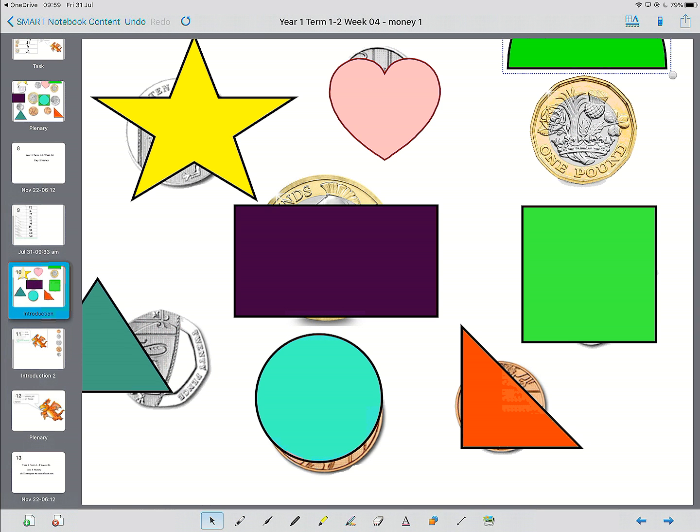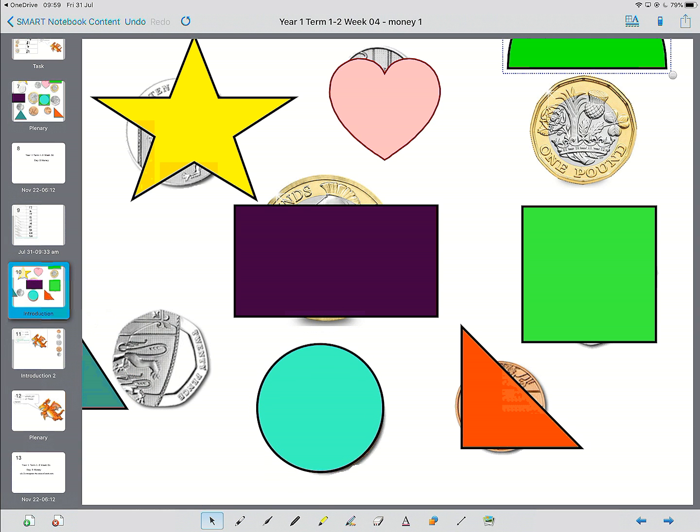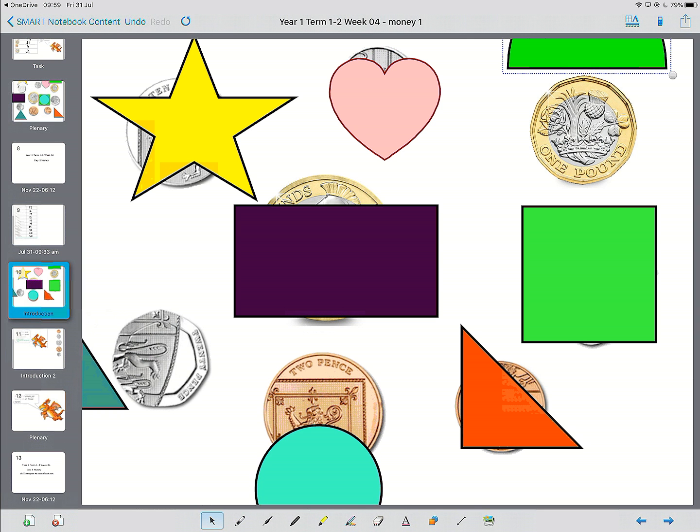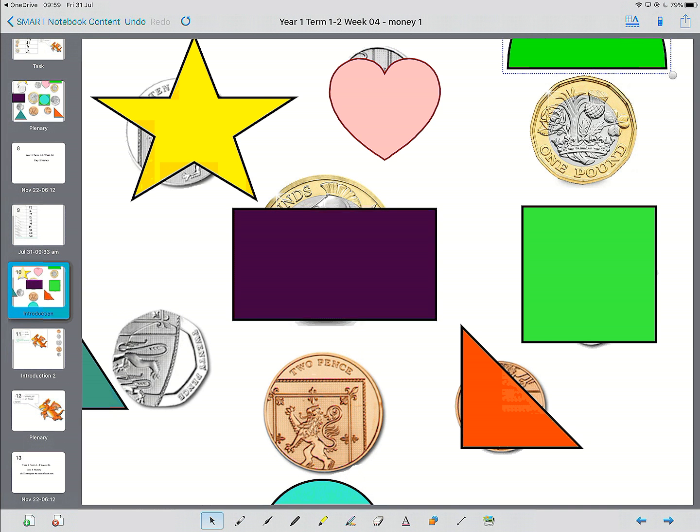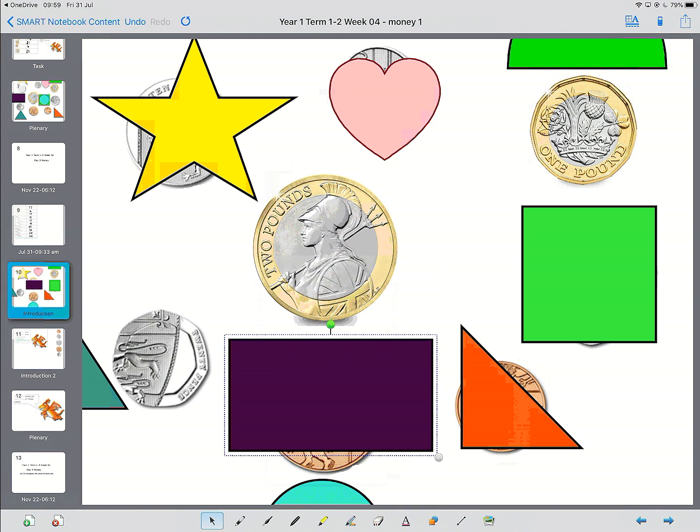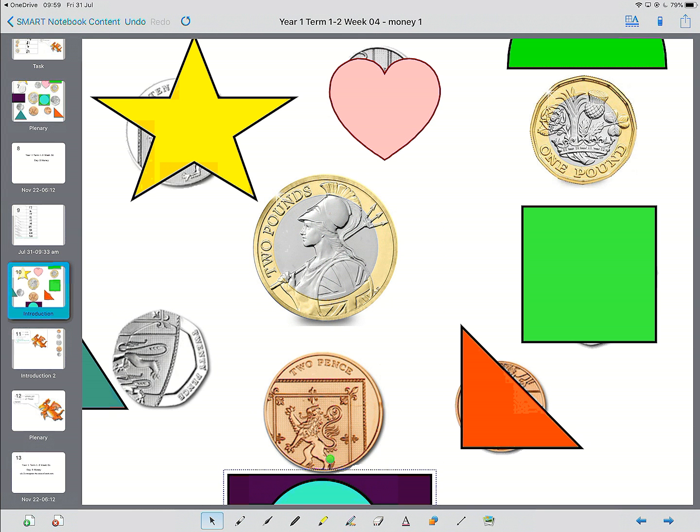Now we're going to do the turquoise triangle. Got it yet? There we are, that's a 20p. Now we're going to do the turquoise circle. Got it yet? Brilliant, a tuppence, 2p. Now the purple rectangle. Makes that a bit hard, doesn't it? What is it? That's right, it's the £2. It's the biggest coin we have in the English currency.